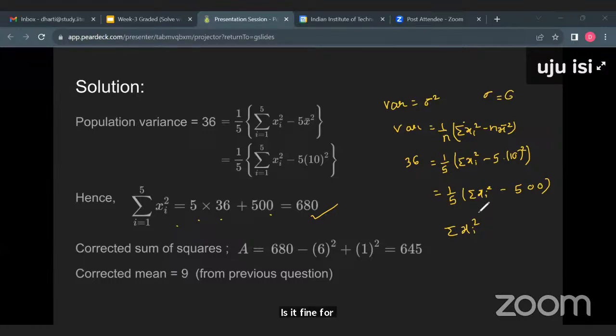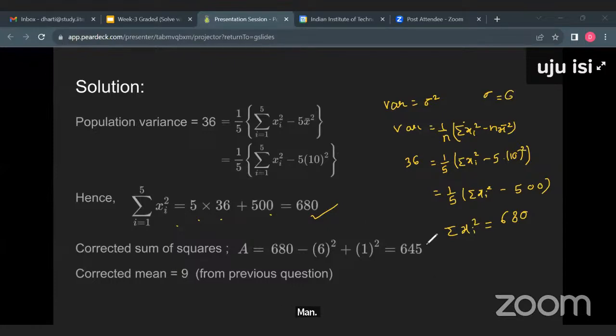Ma'am, can you repeat? Okay, it is just common mathematics. I have just used this formula: variance is equal to 1 by n. So this summation xi square is 680. Now, this is the sum of squares of data points. But do you remember, of the wrong observation?